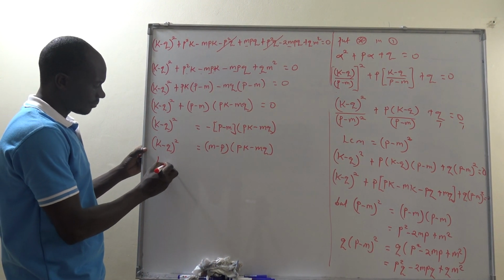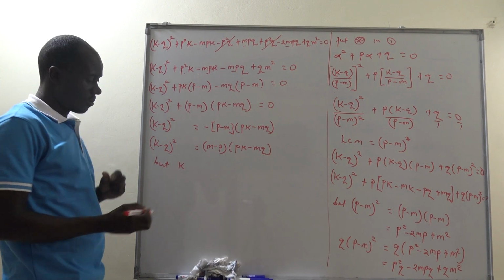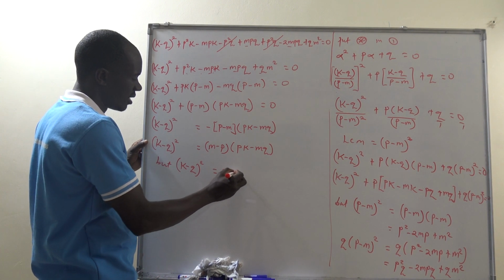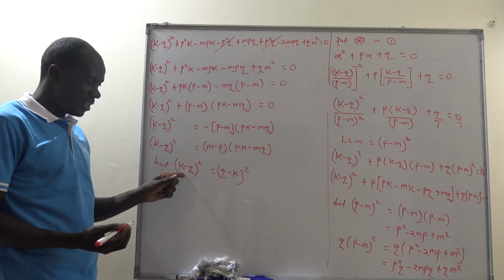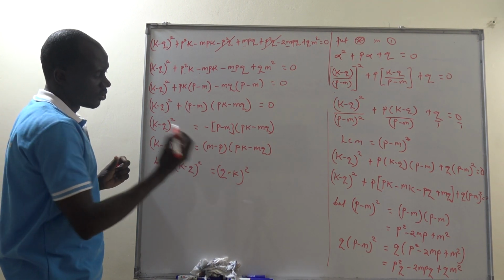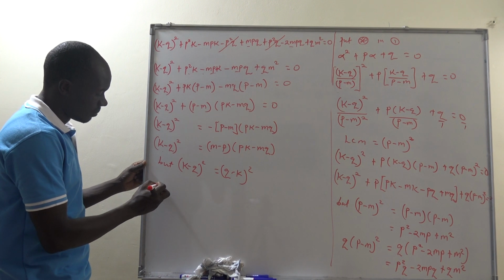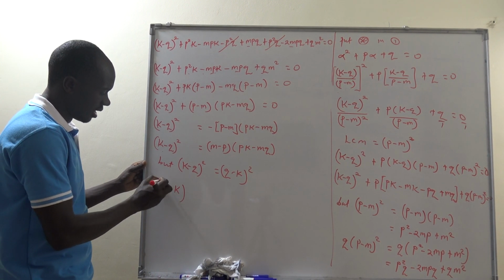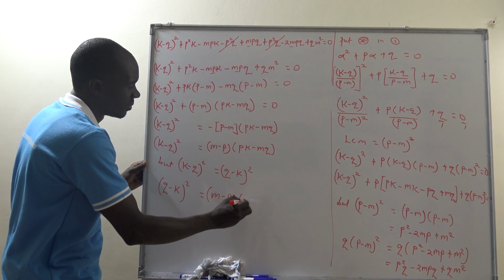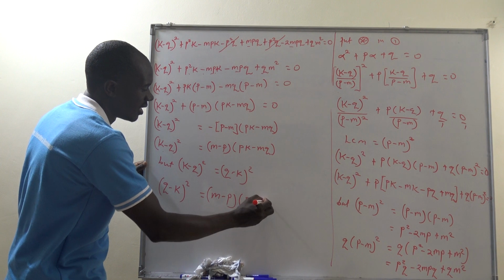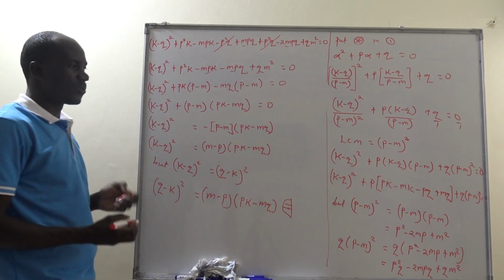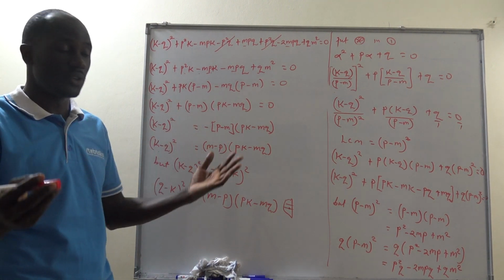But from Pascal's triangle, (k − q) the whole of it squared is the same as (q − k) squared. If you expand this and this one, they bring out the same answer. So instead of this, we are going to write that one. So this becomes (q − k) the whole of it squared equals (m − p) into (pk − mq). And we have already proved as they required. Hence proved.